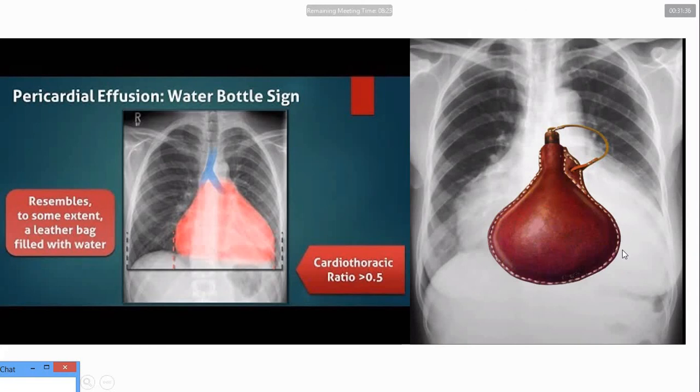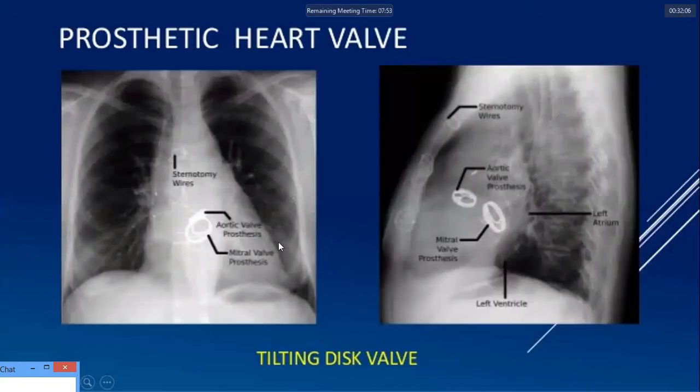This is the water bottle sign, where the heart margin closely resembles a water bottle, and there is also an increase in the cardiac thoracic ratio. Note the cardiac thoracic ratio; this is increased, and this is the peculiar finding. There is no peculiar finding of chamber enlargement. See how the heart is diffusely enlarged, like a sac-like, money bag, or water bottle sign.